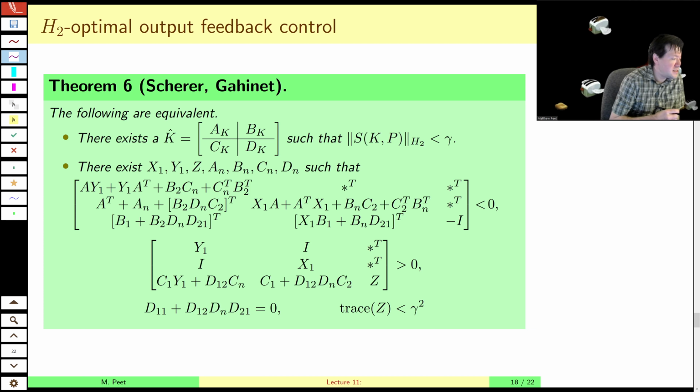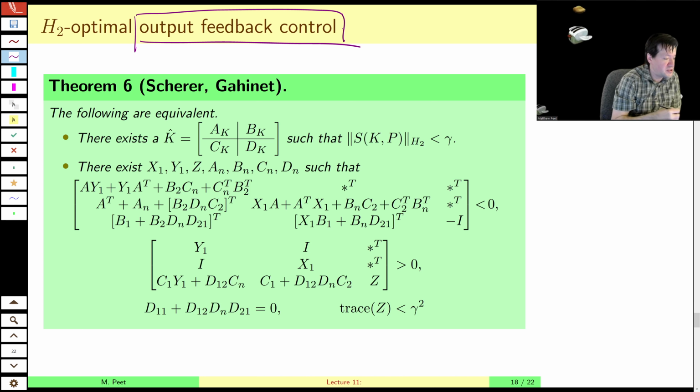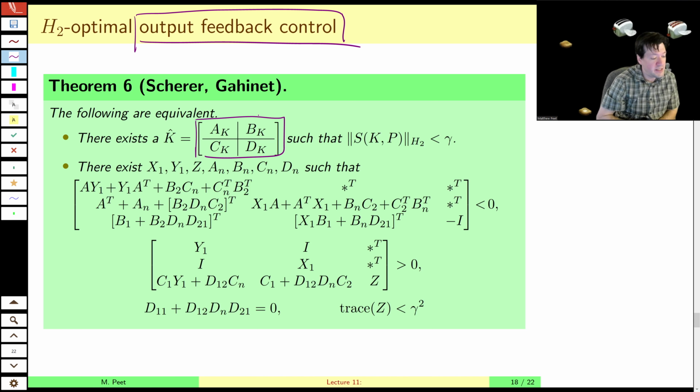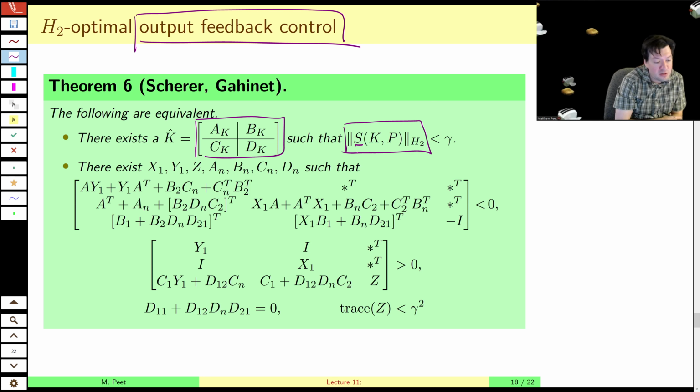So the first one is output feedback control. H2 optimal control, where we're doing output feedback. So we're looking for a full order controller, AK, BK, CK, DK, which solves the H2 optimal control problem, which minimizes the H2 norm of the closed loop transfer function. Fortunately, all that technical machinery we went over in lecture 10 also works for the H2 optimal control problem as well.